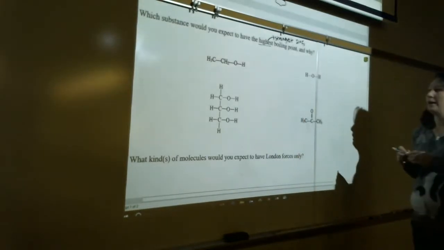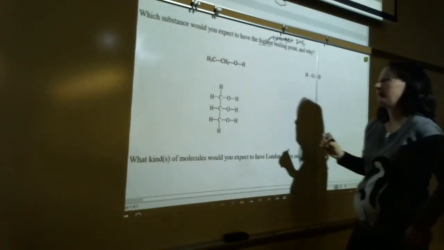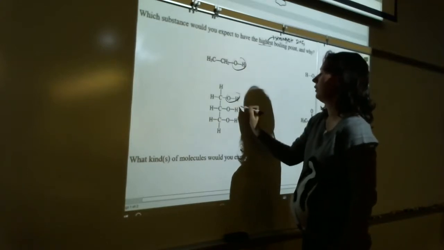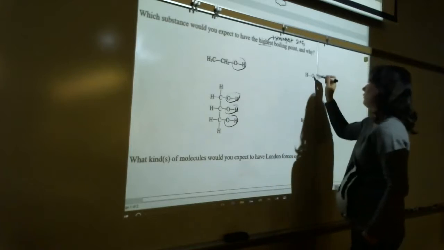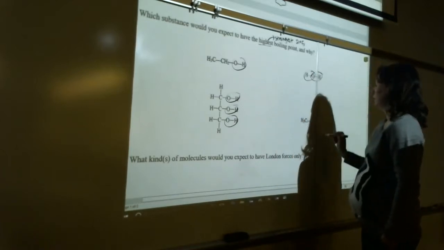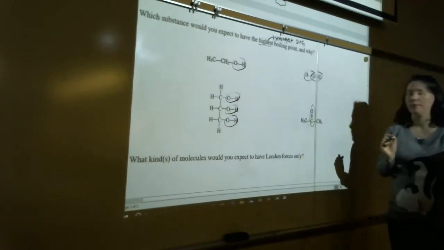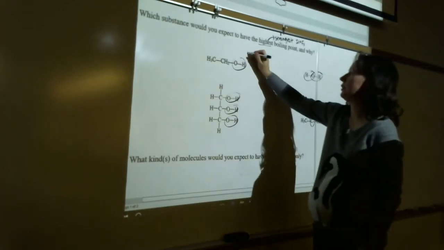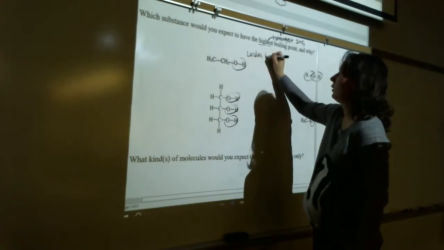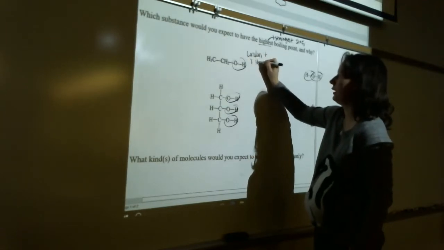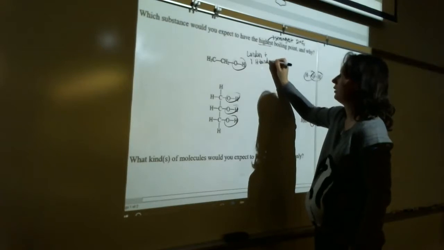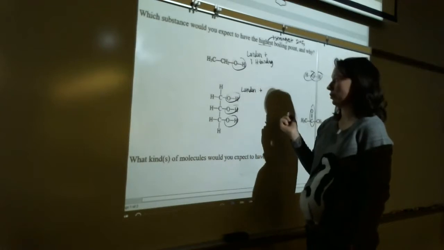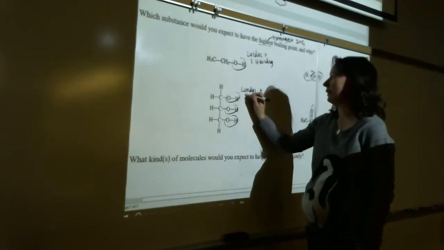So let's just go through and identify. They're going to have something similar. I think we can figure it out. Those are the key IMFs. Yes? Because all of them have London. This has London plus one source of H bonding. This one has London plus how many sources of H bonding? 3.